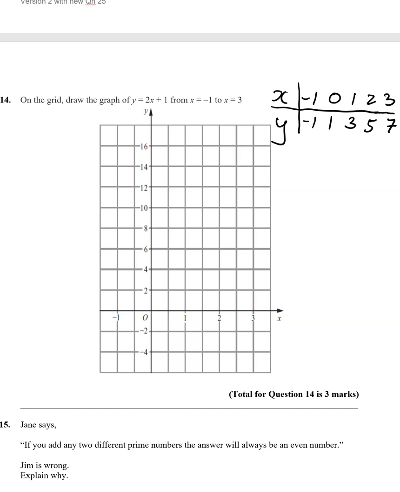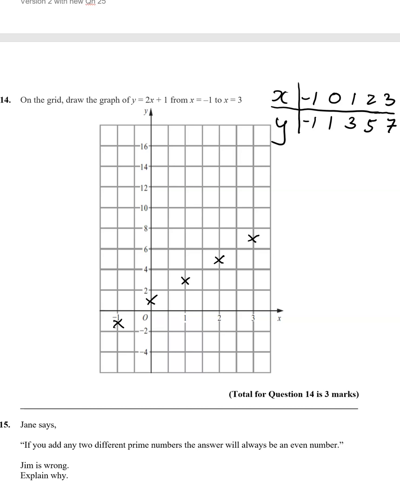Okay, now we need to plot them. So that's your x value, that's your y. So 3 and 7, which is halfway between 6 and 8. 2 and 5. Well, that made this easy, have they? 1 and 3. 0 and 1. -1, -1.